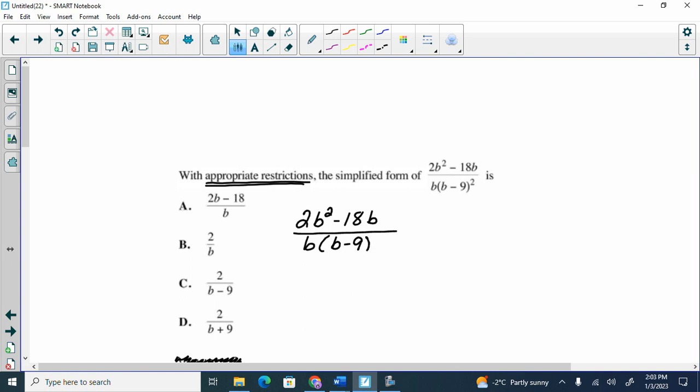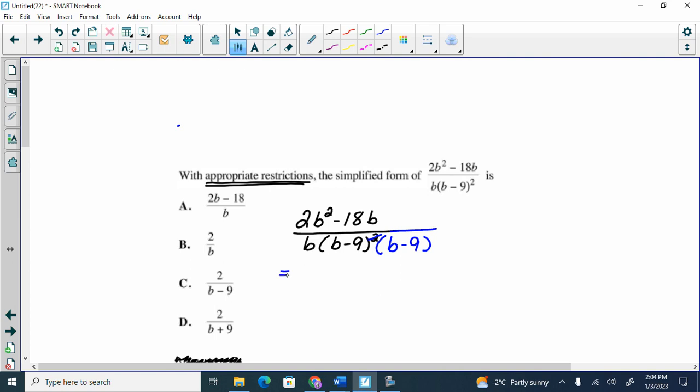Now, the moment I see this squared, I say, nope, you're there to wreck me, you're there to mess me up, so I'm going to cross your squared off, and I'm just going to write b minus 9 again. I'm going to write it twice. Because I know that the moment I see that squared, if I cross it off, I have a much better chance of not making an oopsie. So, that's the very first thing I'm going to do.